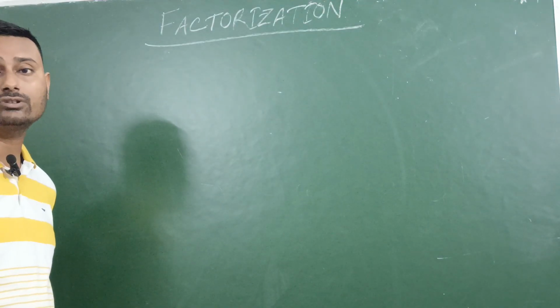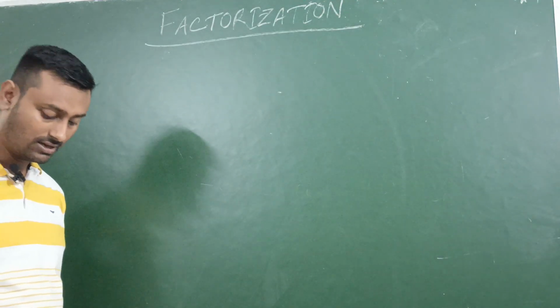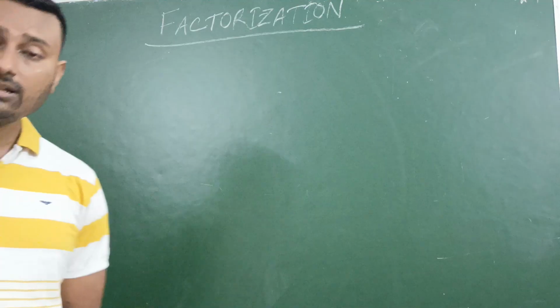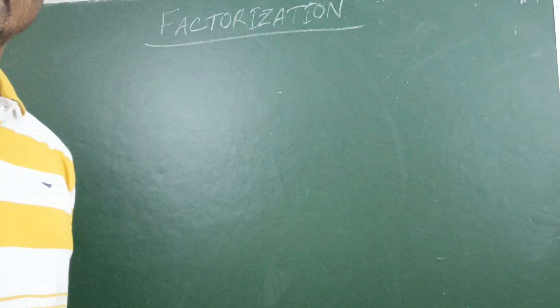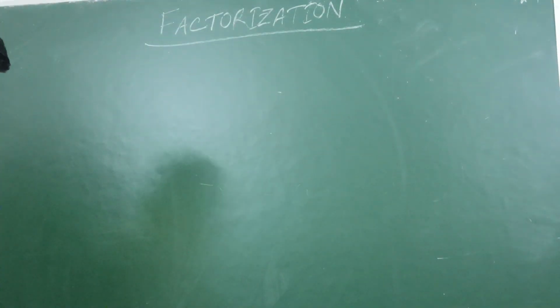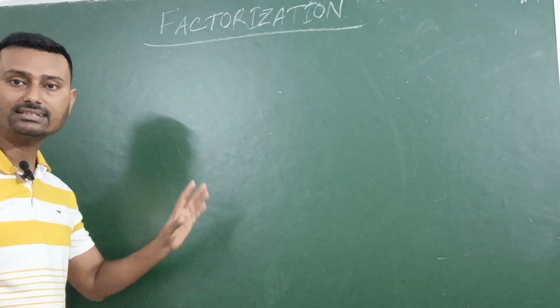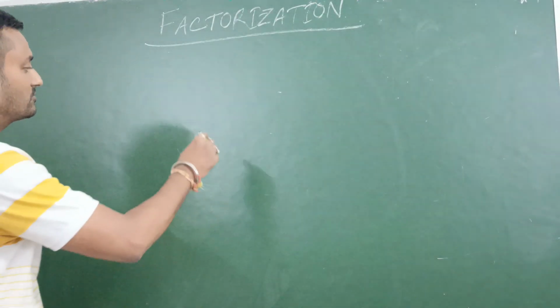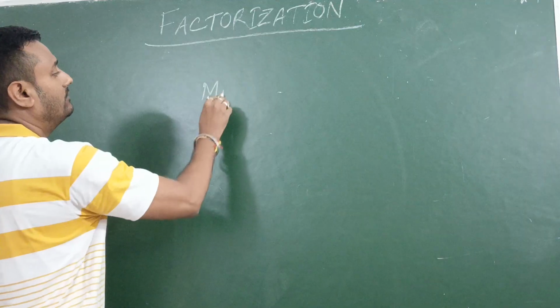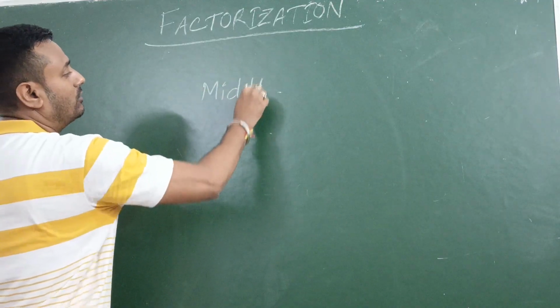And in higher classes, when quadratic equations come, using the quadratic formula, you can also find the zeros or roots of the given polynomial. But in today's class, I will discuss middle term splitting. It's a very important part of factorization.